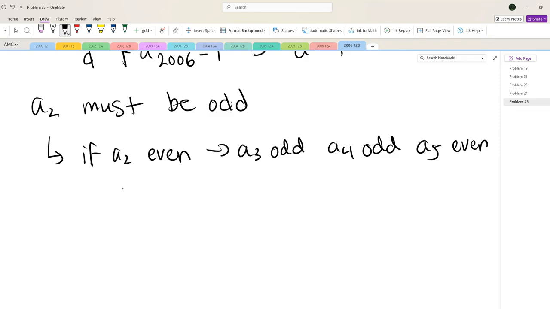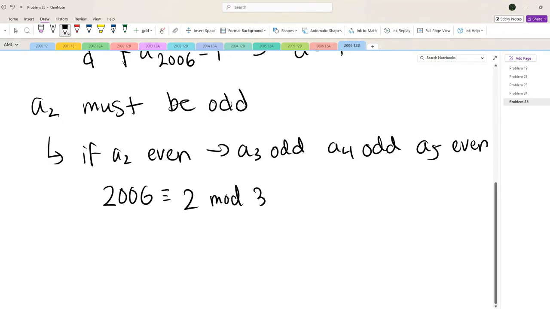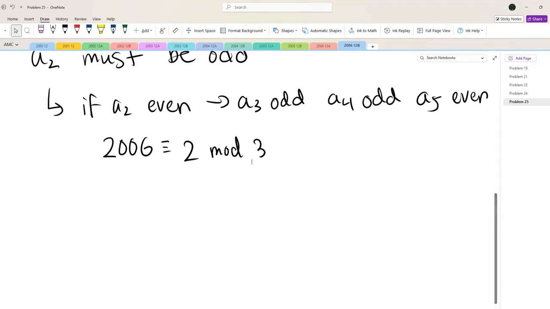So because 2006 is equivalent to 2 mod 3, that means that A2006 must be odd, so it can be 1, right? But if A2 is even, then it wouldn't fit with the repeating sequence. So A2 must be odd, in which case it would work.